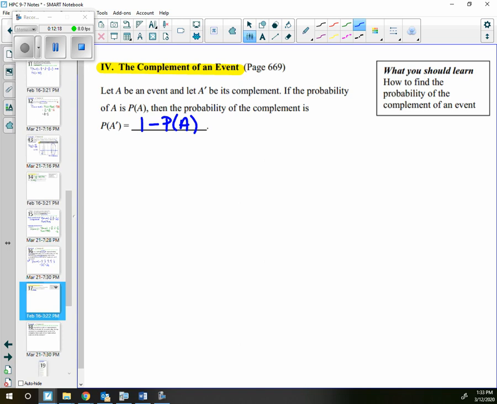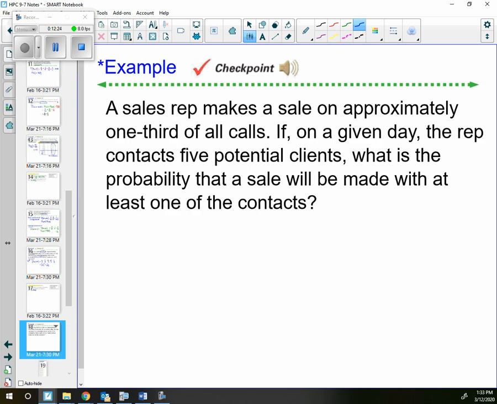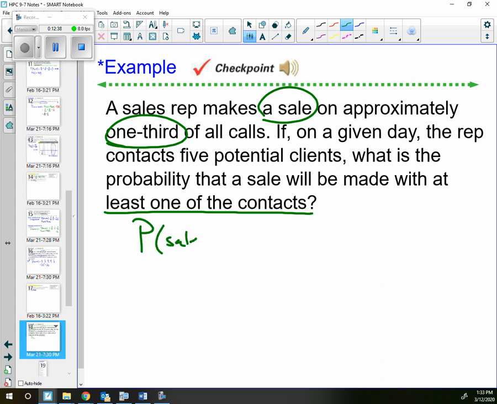So it's kind of a nice way to calculate things when it might be more complicated to figure out the other part. So let me show you what I mean. Let's go back to the sales call idea. So it's still 1 out of 3 times, so 1 out of 3 chance of making a sale. What is the probability of making a sale on at least one of the contacts? So the probability of a sale on at least one.